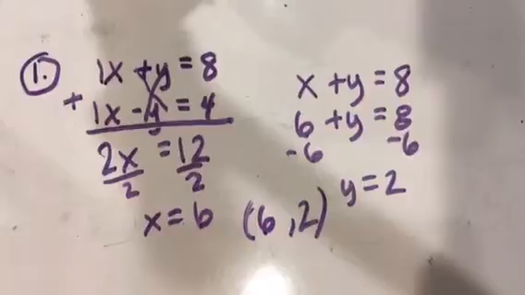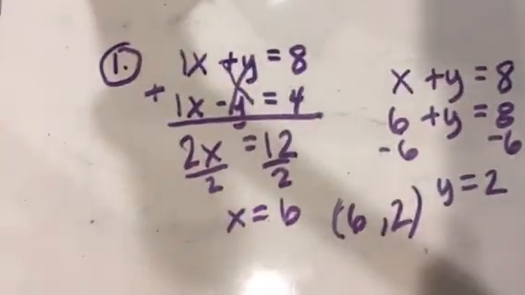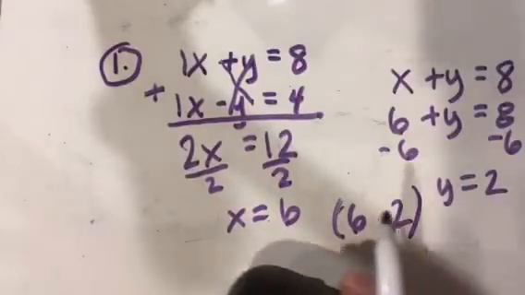Now I added because the y's were opposite. Some of you may have wanted to subtract because the x's were the same. You'll see that in the next example how that works. But yes, you could have subtracted. You just would have found y first instead of x first. So number one, everything lined up, opposites, add them up, do the work. 6, 2.